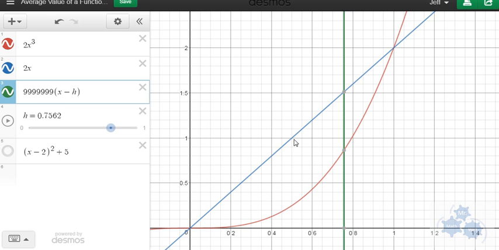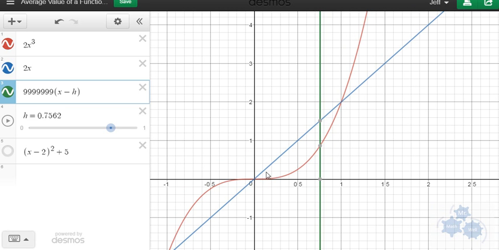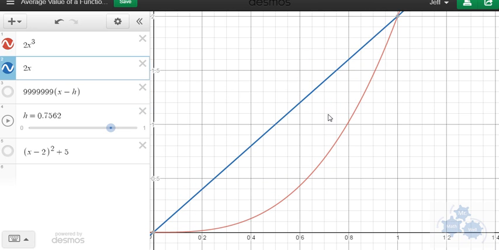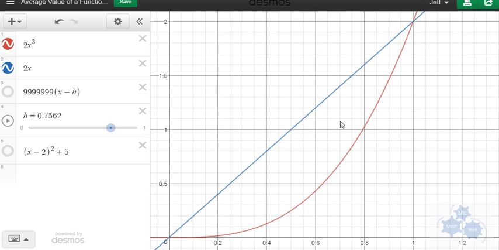If I zoom out, you can see how it's the cubic graph, right? We're just going to focus between 0 and 1 for our study today. The reason is that I'm going to show you how average value of a function can be sort of deceiving. Before I throw out the formula and before we actually find average value, I want you to visualize it, okay?